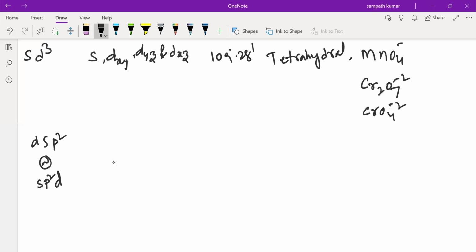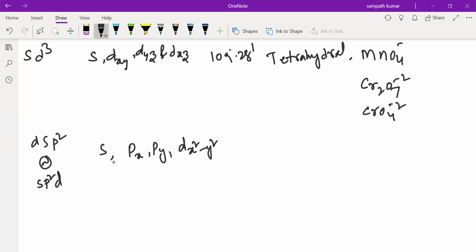Here also, these are dsp2 or sp2d hybridization. One s orbital and p orbitals. Which orbitals are participating? The px orbital, py orbital, and dx square minus y square orbitals are participating, along with the s orbital.